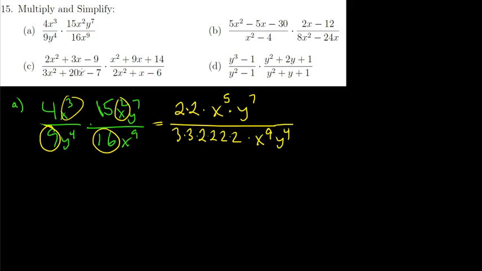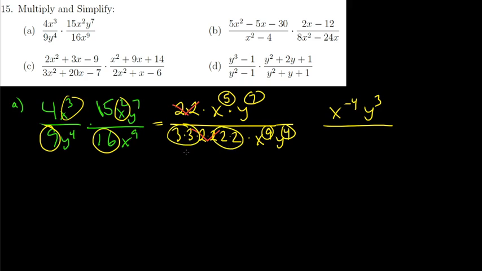So what can we cancel? Two of the 2's, and that's it. And then you just subtract the exponents. 5 minus 9 is negative 4, and 7 minus 4 is 3. And then in the denominator, we have 3 times 3 times 2 times 2. So that's 9 times 4, which is 36.